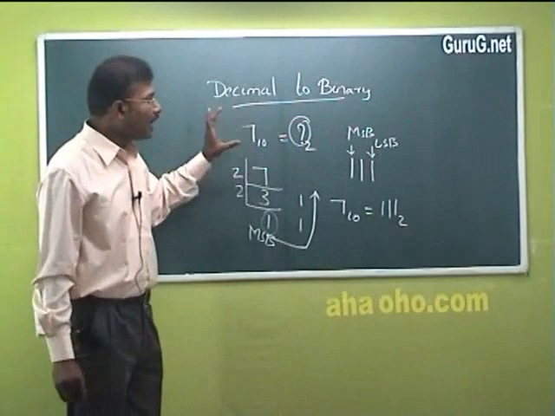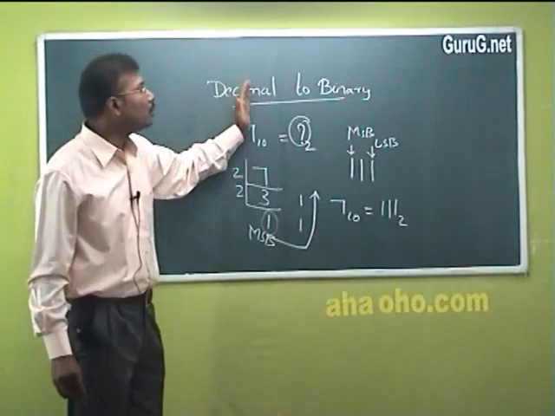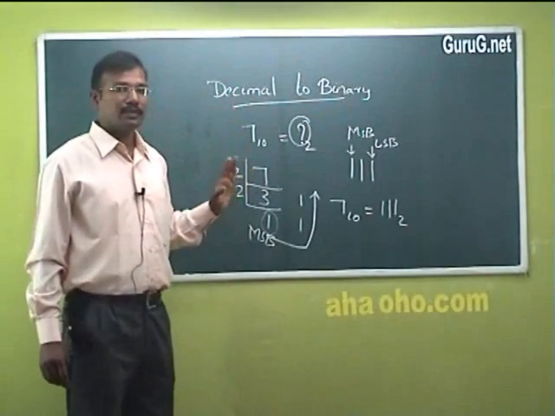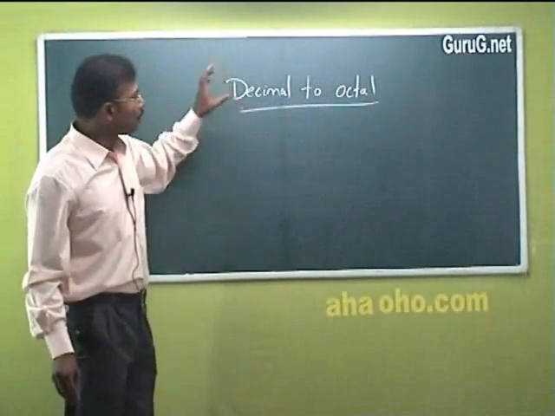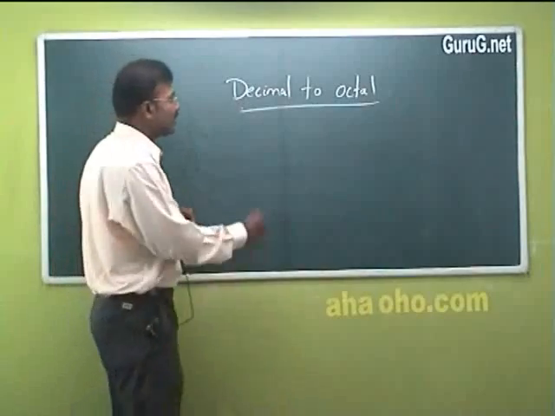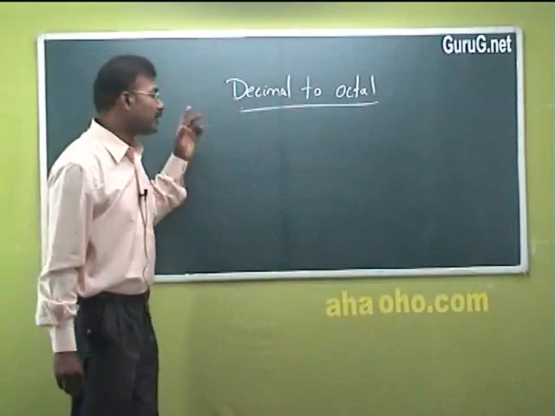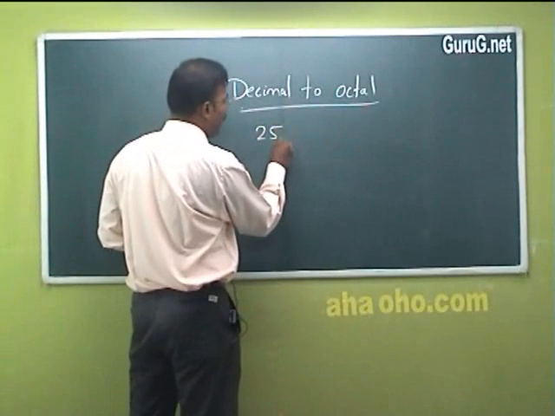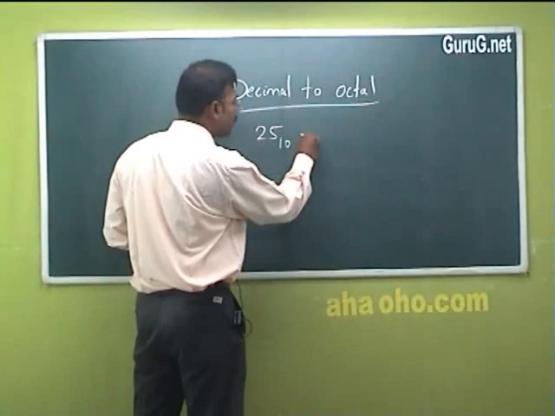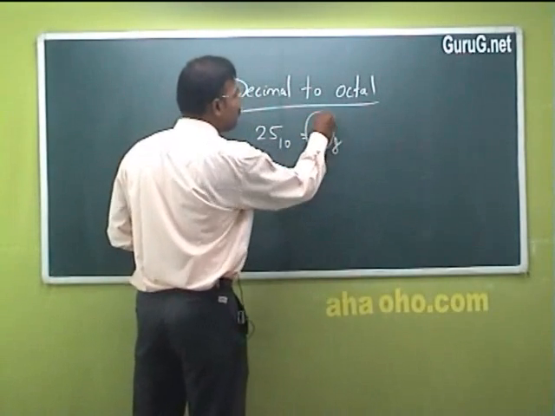Now we are going to see how to convert the decimal value to an octal value. That will be the next thing we will see. I already said decimal value has radix 10 and octal value has radix 8. Now we see how the value 25 of decimal is converted to an octal value. That is the one which we need to find.